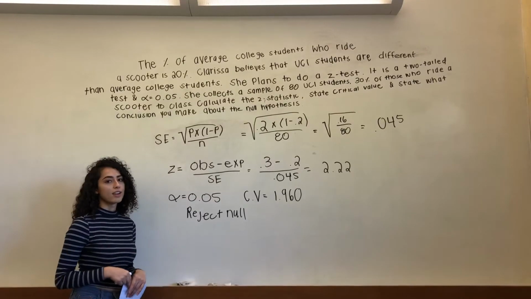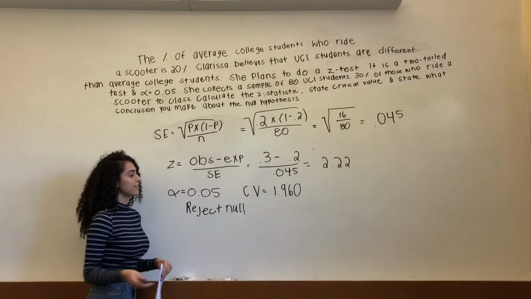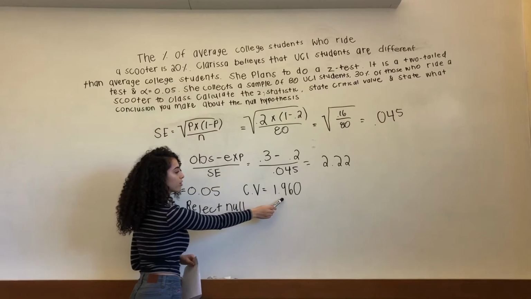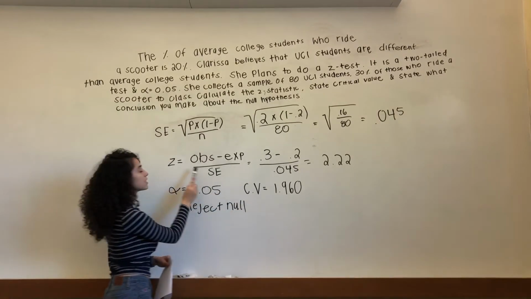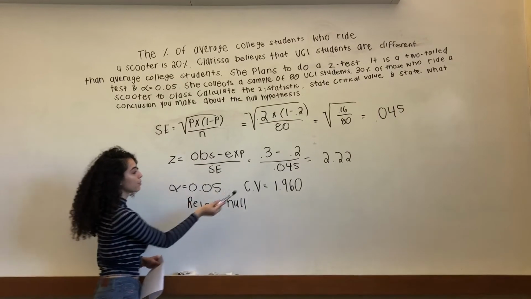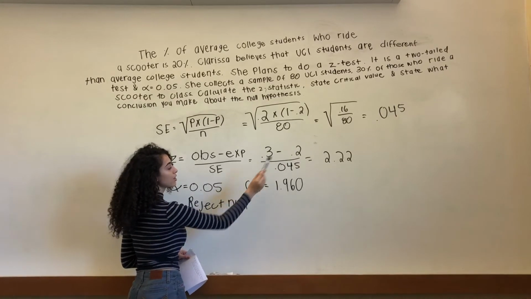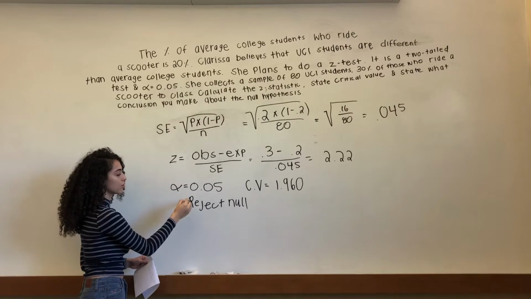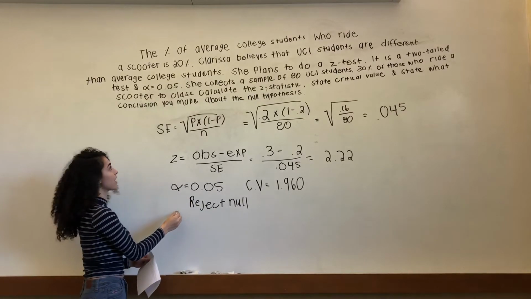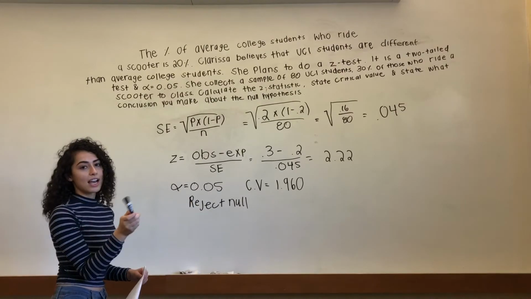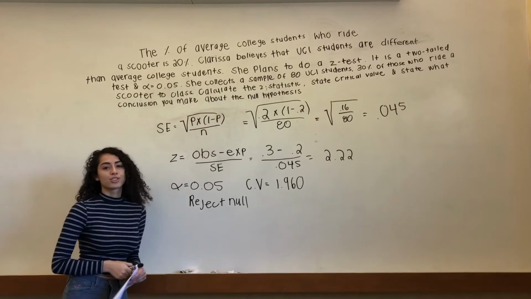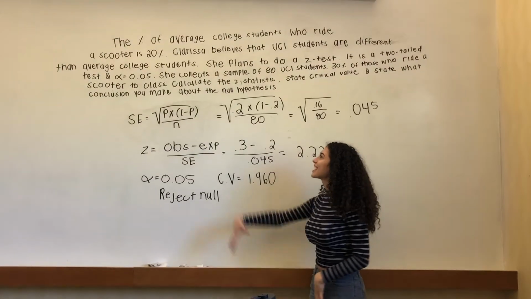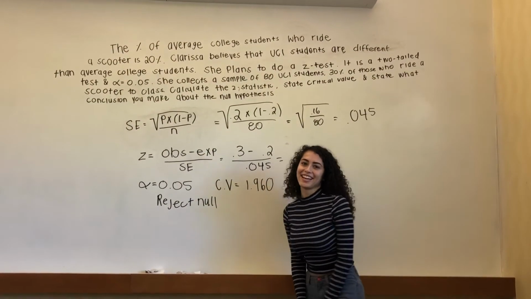The last step is to find the conclusion. After we find the critical value, which was 1.96, we compare it to the z-score. If the z-score is more than the critical value, that means that we can reject the null. And if we reject the null, that means that something is happening. So that means that UCI students actually do use more scooters than an average college student. This is how you find a z-statistic.